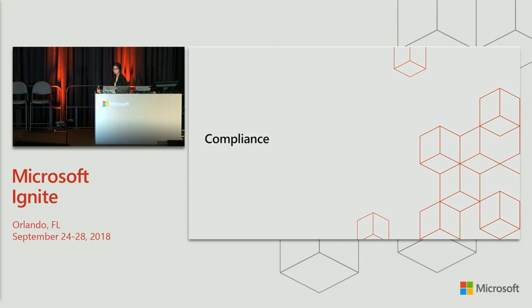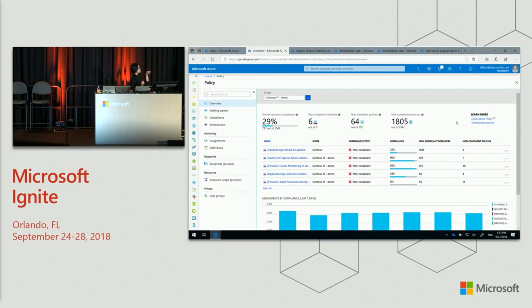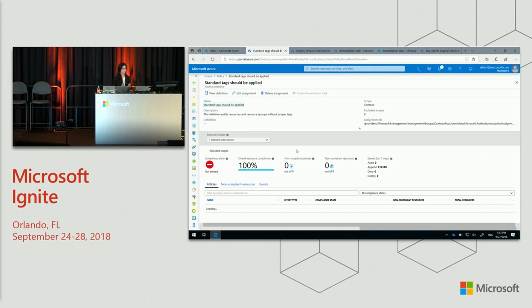Now let's talk about compliance. There's been a lot of changes that we made for Ignite this year around our compliance experience. One of it being, the first thing that you may notice if you're already familiar with our experience, is that we now have a compliance percentage. So overall, across my environment, in this example for my subscription, I can also select a management group, for example, for my org. I can see that I'm currently 29% compliant, and that I have 64 policies that I'm non-compliant against. I can easily drill down to these initiatives to see the breakdown of which policy I'm non-compliant against, as well as which resources are non-compliant.